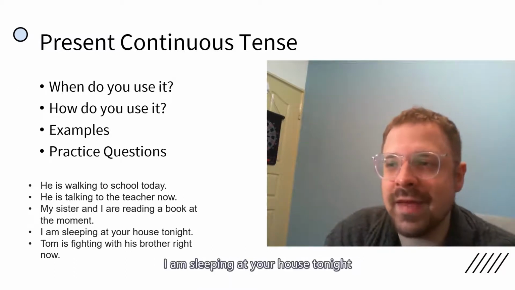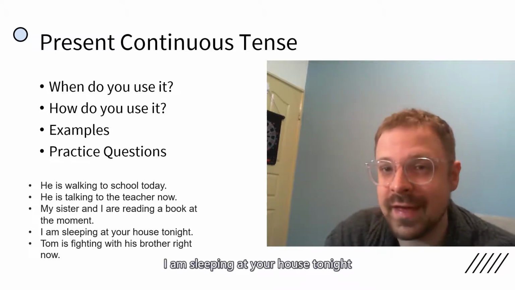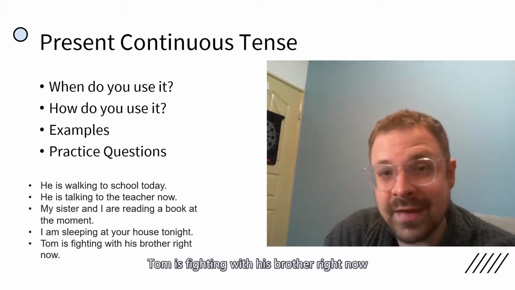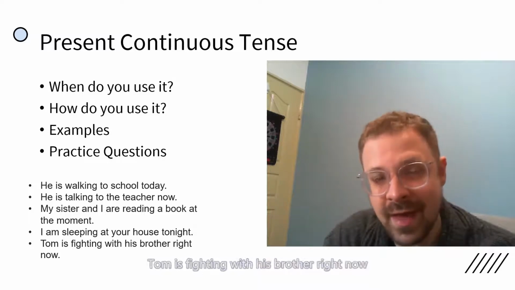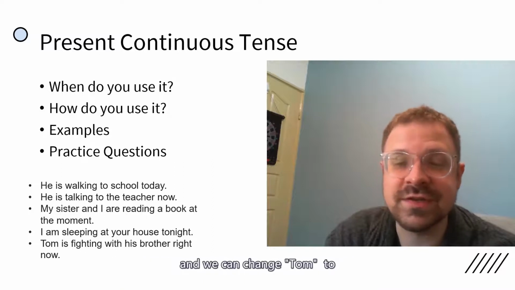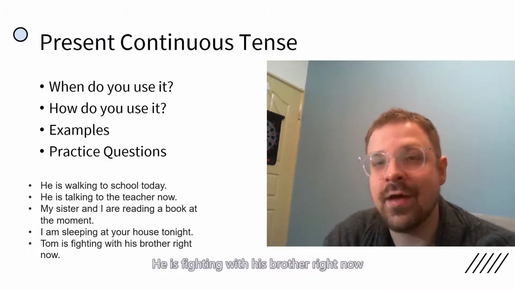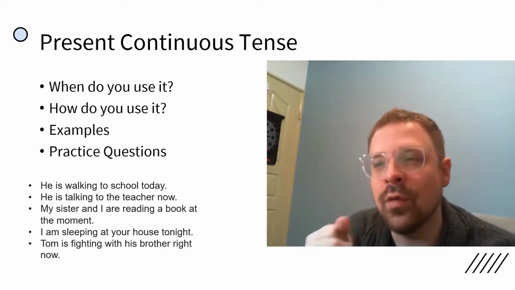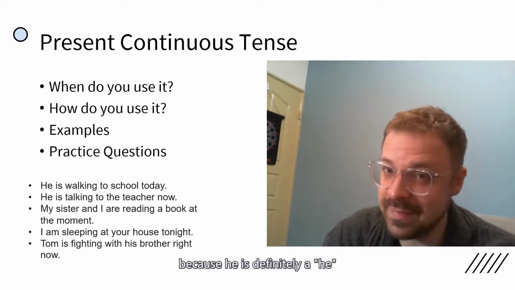I am sleeping at your house tonight. Tom is fighting with his brother right now. We can do the same thing that we did for the third sentence, and we can change Tom to he. He is fighting with his brother right now. That tells us, because he is definitely correct, we chose the right be verb for Tom, because he is definitely a he.